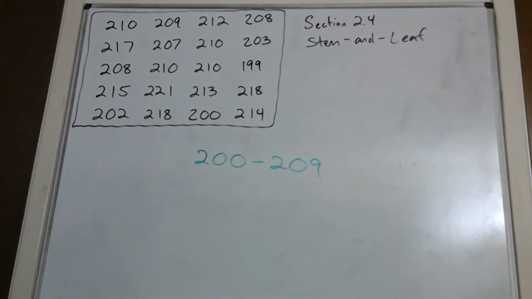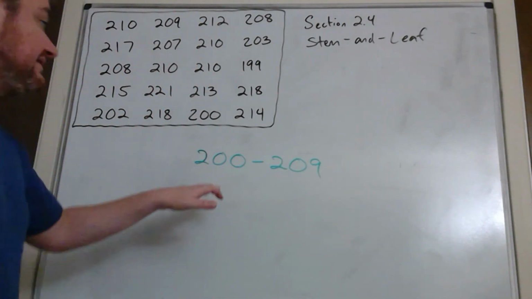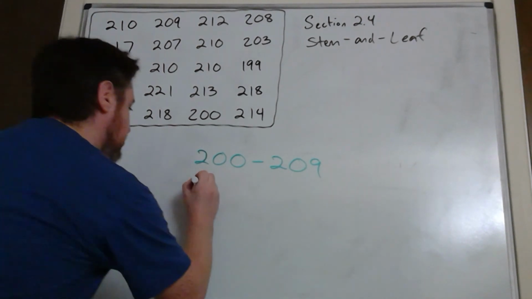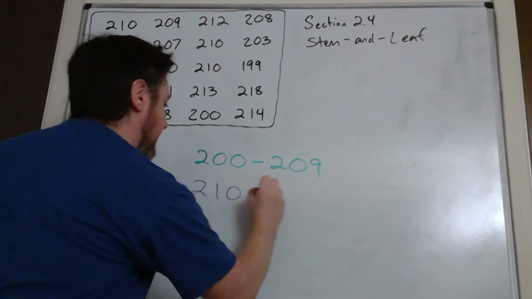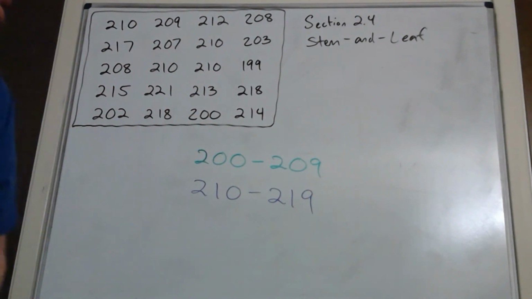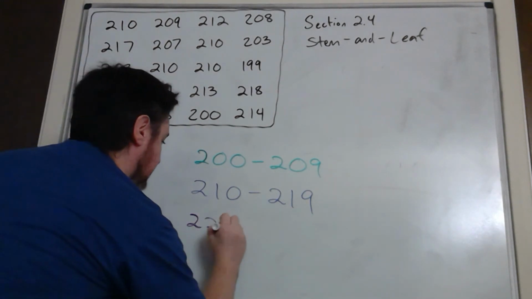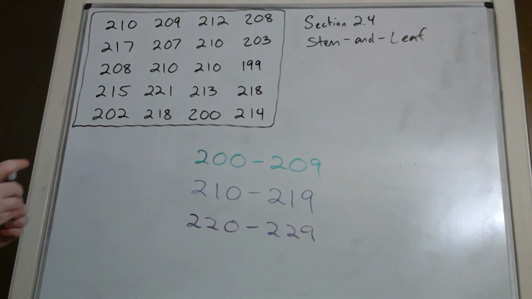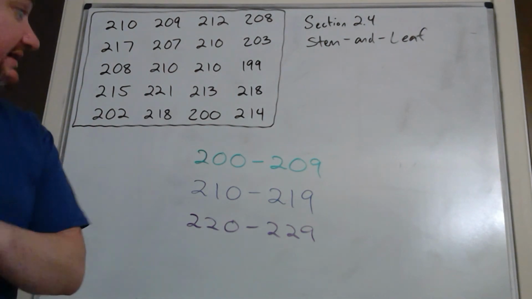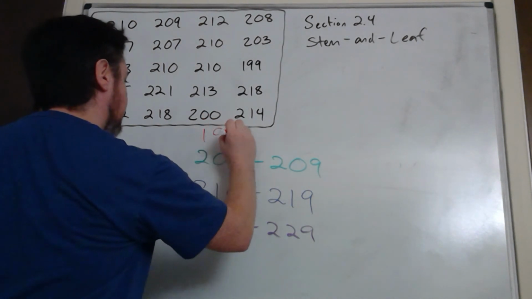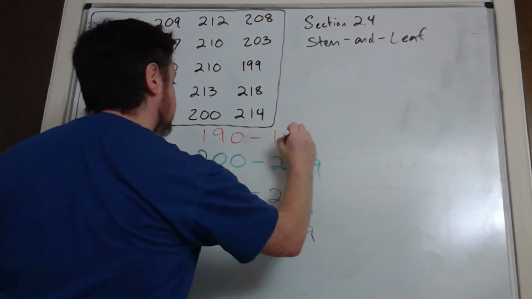Essentially what we're doing with stem and leaf is we're breaking things into classes. So I can have 200 to 209. I can have 210 up to 219, which can be another class. And I can do 220 up to maybe 229. And then I can do a fourth class. Let me get all these set up of, let's say, 190 to 199.